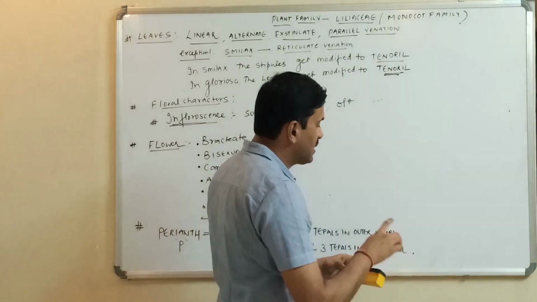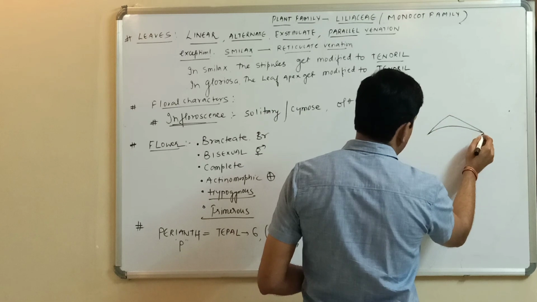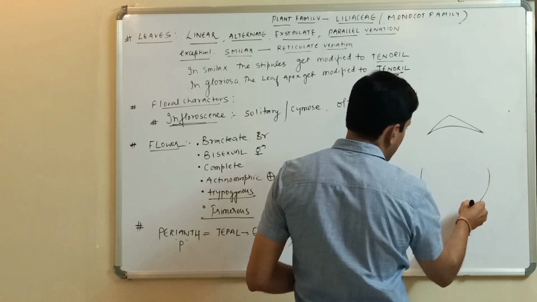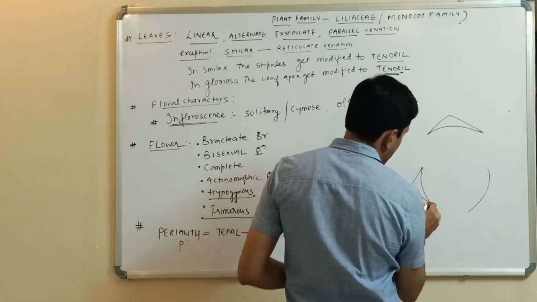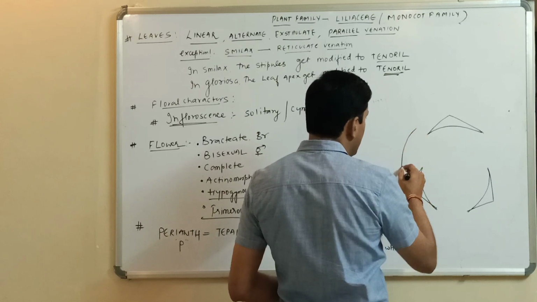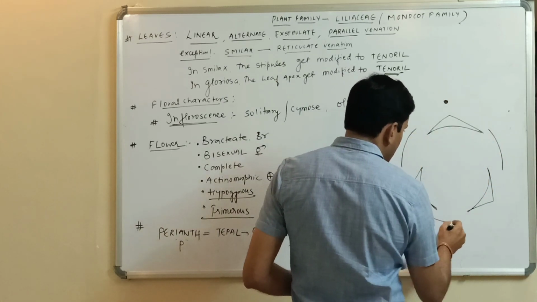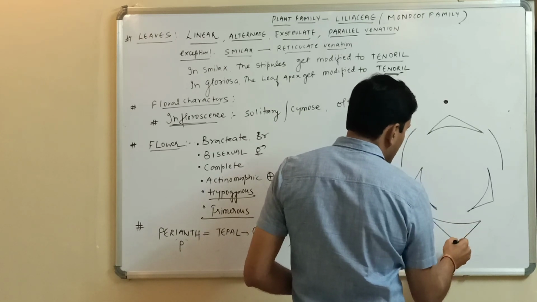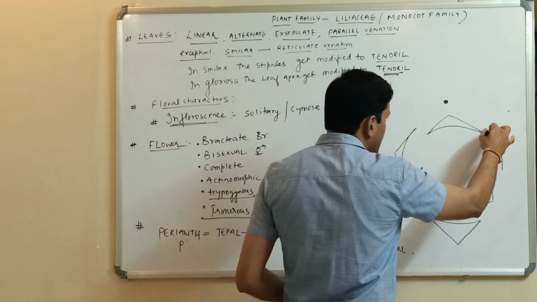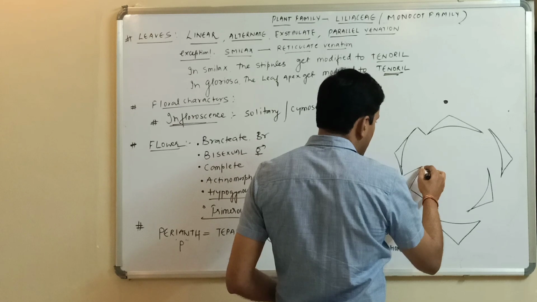Likewise, I am making the tepals like this, the way the tepals are found. These are the 3 tepals in the inner whorl and 3 tepals in the outer whorl. This is the mother axis and 3 tepals in the outer whorl, right? So these are the total 6 tepals, and they are connected with each other.